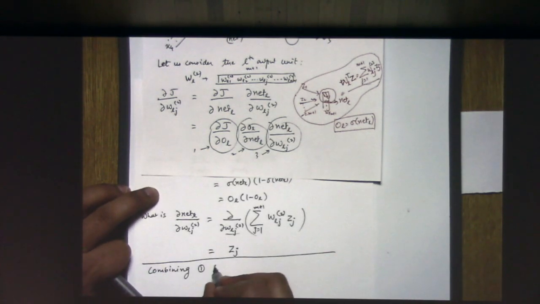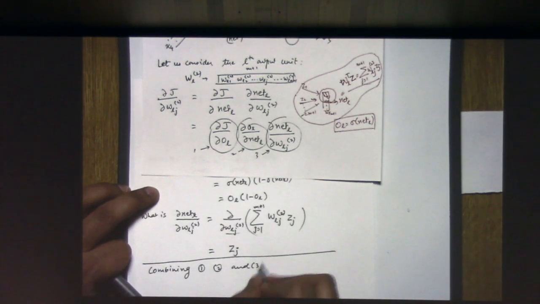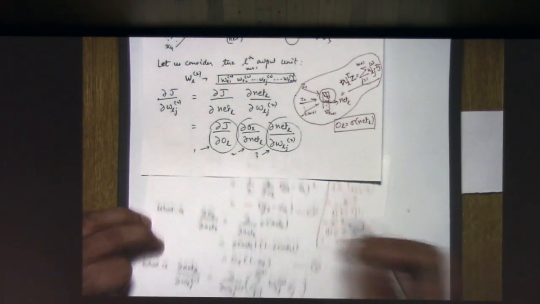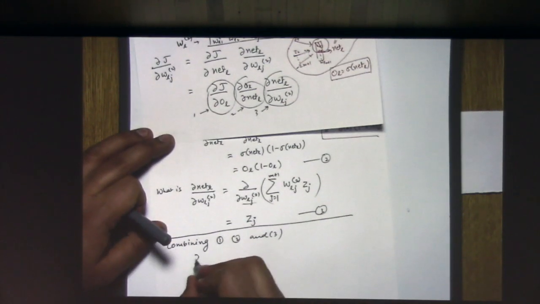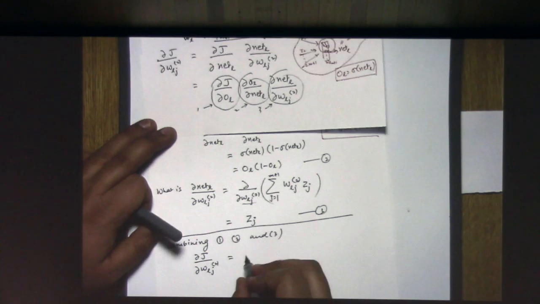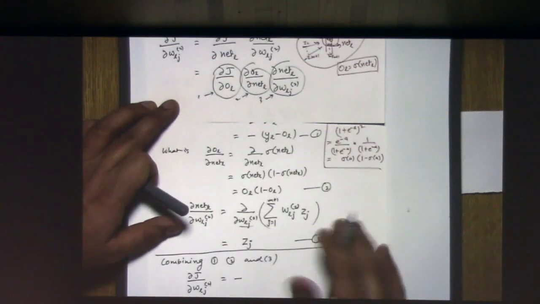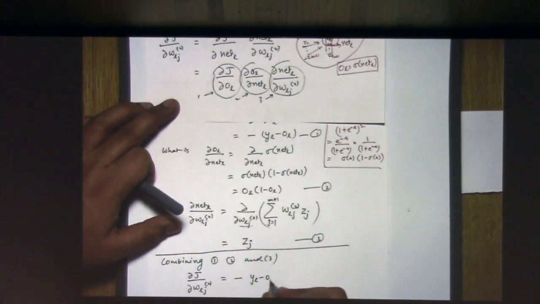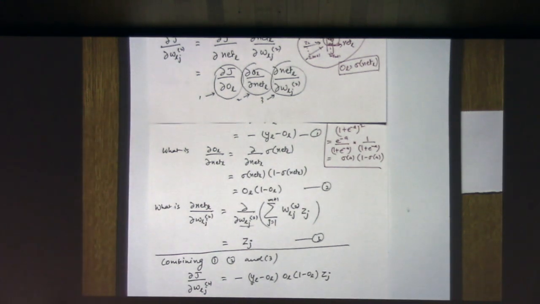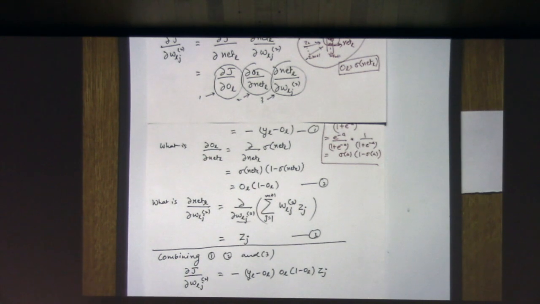Combining 1, 2, and 3. Let me call this 3, this is 2, and this is 1. We get dJ by dW_Lj of the second layer is minus (y_L minus O_L) times O_L times (1 minus O_L) times Z_j. All right, so this is the derivative of J with respect to any weight entry in this big matrix.